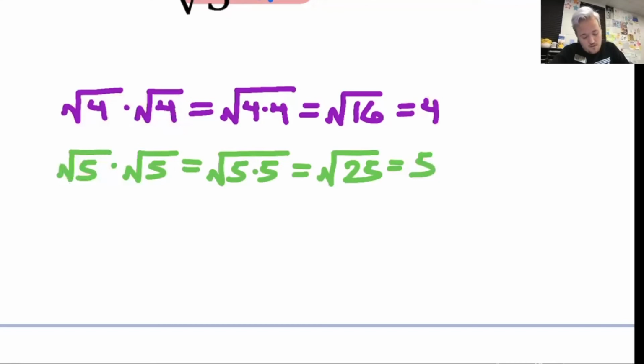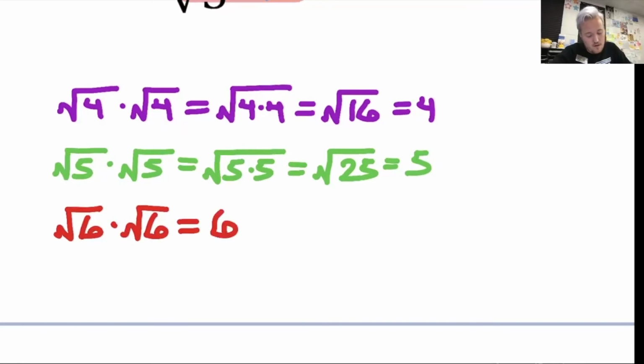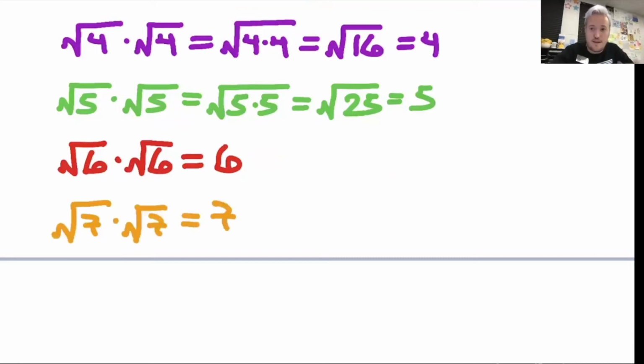So I'm going to let you take a gander at what the square root of 6 times the square root of 6 is. Well, spoiler alert, it's 6. Same idea if I do it with the square root of 7 times the square root of 7. Well, you get 7. It's just that number.